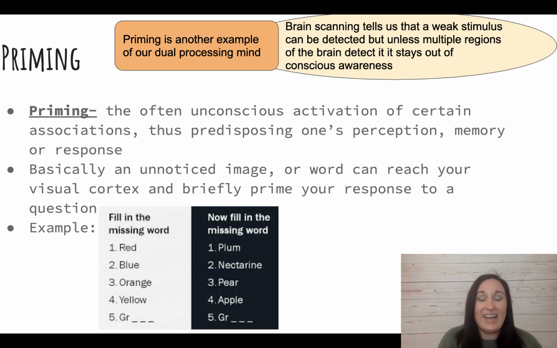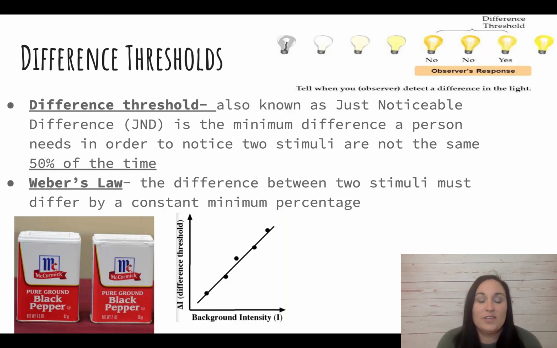So that is priming. You said, oh, there's a bunch of colors, so something that starts with GR that's a color, okay, green. Now there's a bunch of fruit, filling in GR that's a fruit, okay, that's a grape. So priming is getting your brain thinking a certain way to give a particular response. Thresholds are noticing a difference between two stimuli. And this is also known as just noticeable difference.